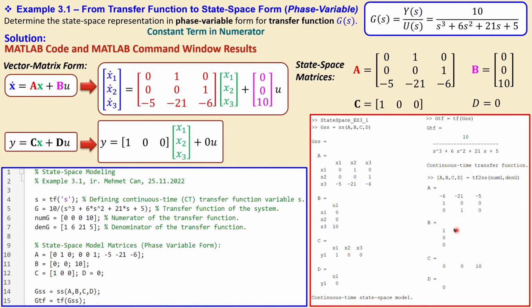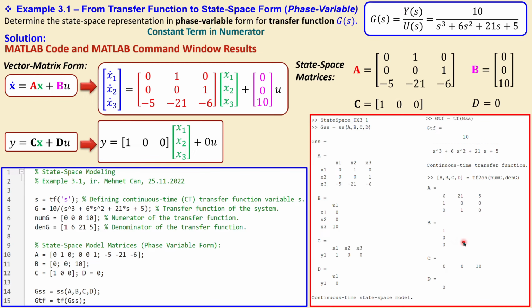There's one interesting thing here. If I now want to go from the transfer function to state space, directly using MATLAB, I get this, which is different. You can see it is minus 6, minus 21, and minus 5. It is sort of flipped and moved up, and the orientation is also different. And the B also has a slightly different orientation. And D is 0.